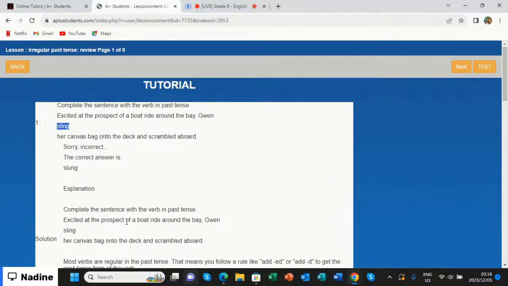So excited at the prospect of a boat ride around the bay, Gwen sling her canvas bag onto the deck and scrambled aboard. So we need to change the word sling and write it in the past tense.